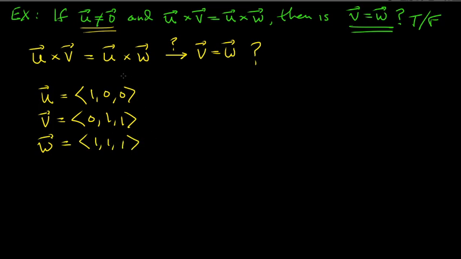Okay, so let's see if this works. If it doesn't work, then it's not going to work in all cases. If it does work, that doesn't mean it's true. It just means that it happens to be true for these vectors here. So if it does work, this is still in question. All right, so let's just take u cross v very quickly here. It's going to be 0, and then negative 1, 1.